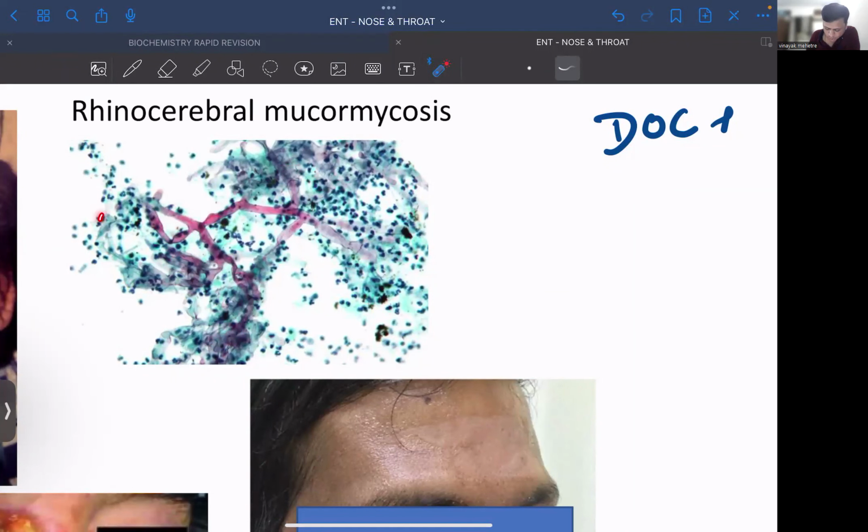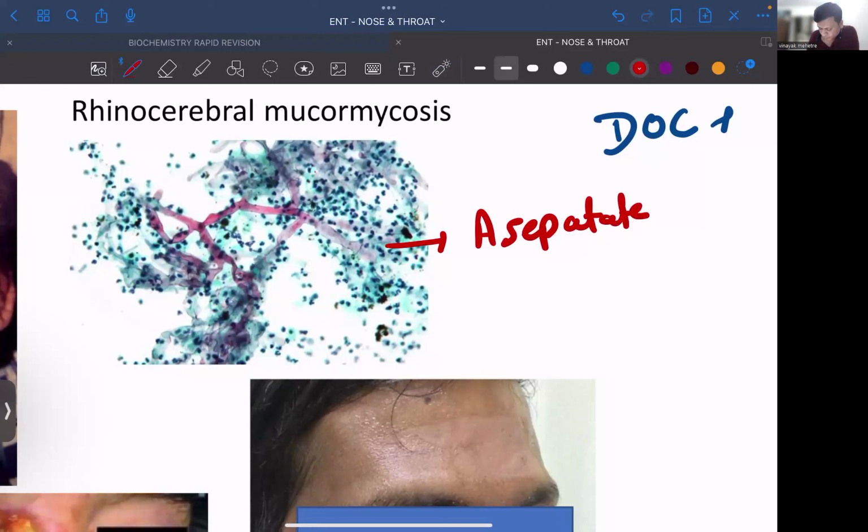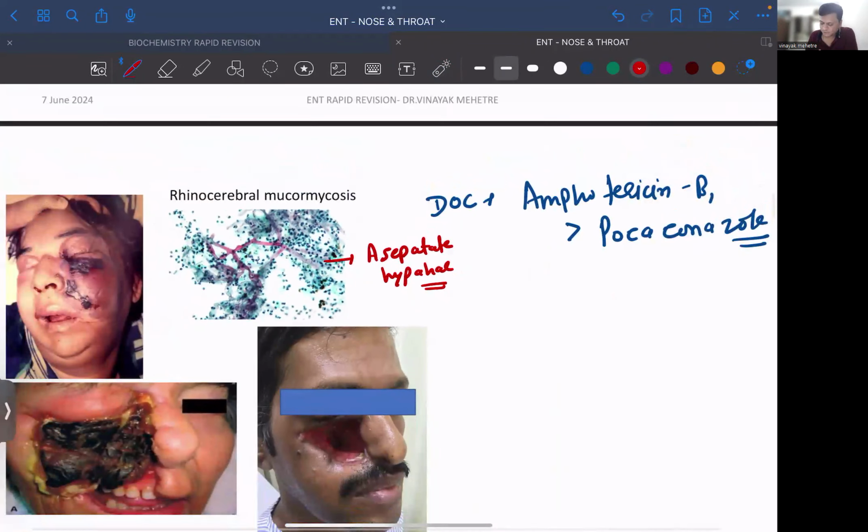So this is not separate branching. This is what we call non-branching and aseptate hyphae. Non-branching fungus that we will see on the KOH mount. Drug of choice is amphotericin B.